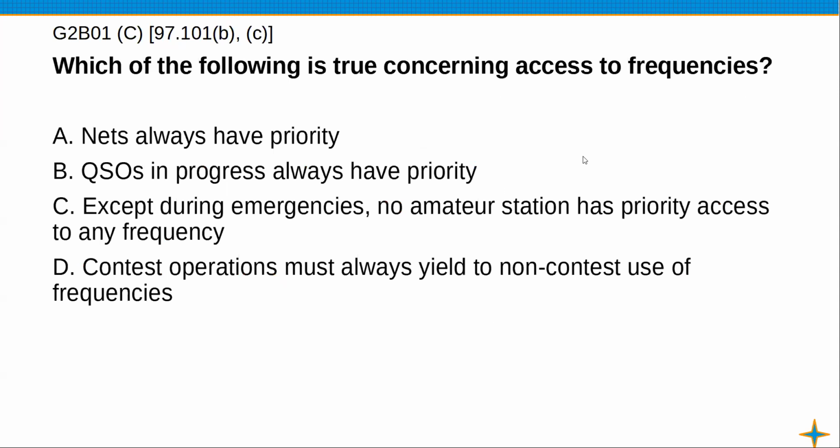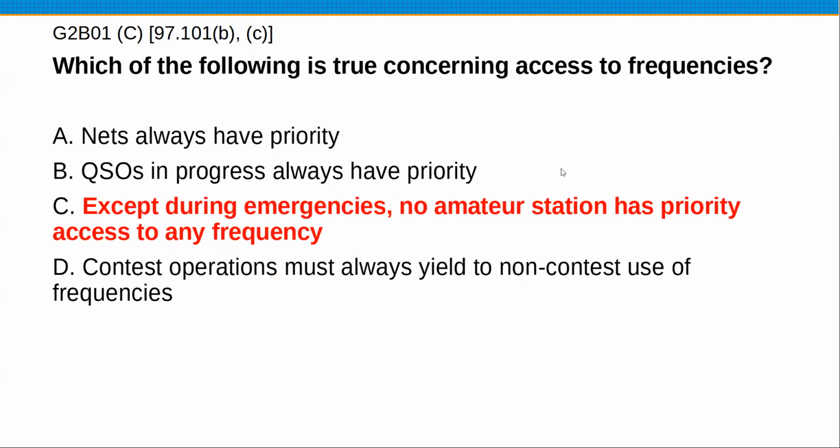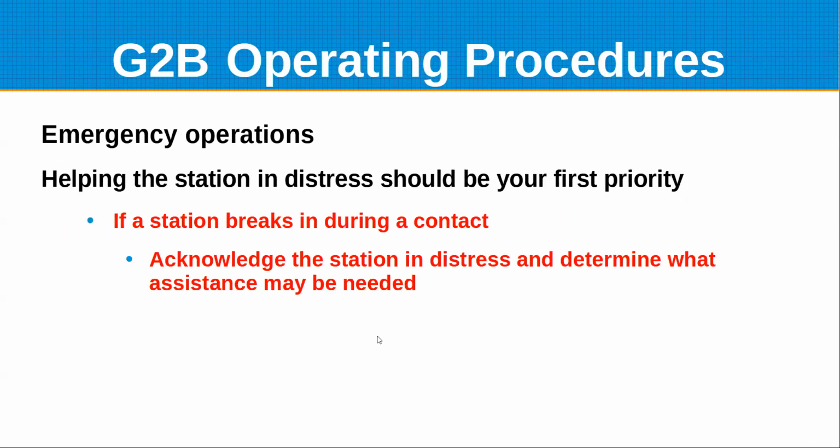Which of the following is true concerning access to frequencies? Charlie. Emergency operations, helping the station in distress, should be your first priority. If a station breaks in while you're making contact, you should acknowledge the station in distress and try to find out what assistance they need and what assistance you may be able to provide.